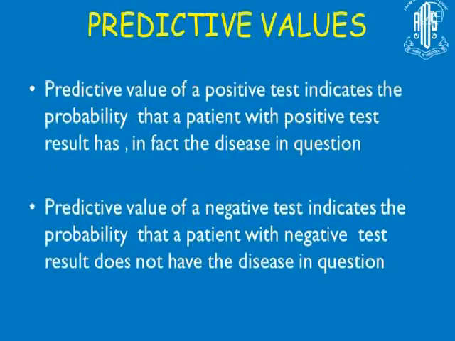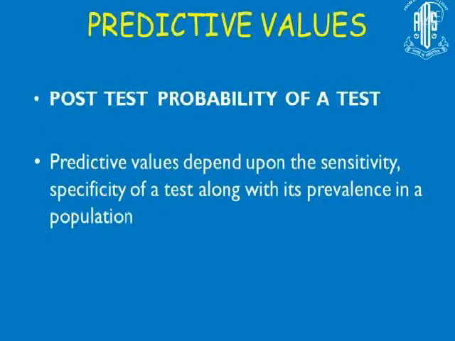Those are predictive values. Basically, what they depend upon is what I just said earlier: a positive test indicates the probability that a person with a positive test has in fact the disease in question. Similarly, a negative test indicates that the person who has a negative test does not have the disease in question. So let us go on to some examples and see what we mean by this.